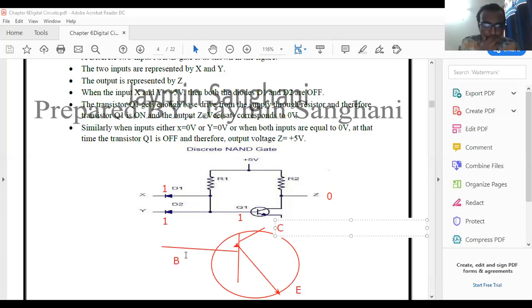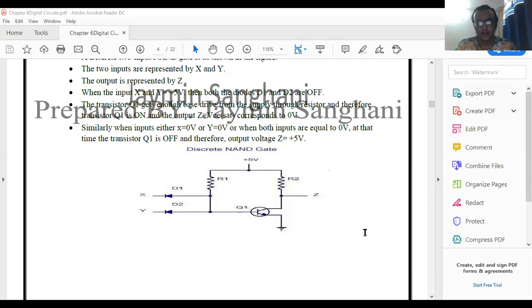So if we apply 1 here and 1 here, then here we also get 1, but at the collector terminal we get 0 volt. That's why in a NAND gate, if 1, 1 is applied, the output is 0. So it is known as a NAND gate. What is the equation of the NAND gate? Y equals A dot B complement. It is the equation of the NAND gate.